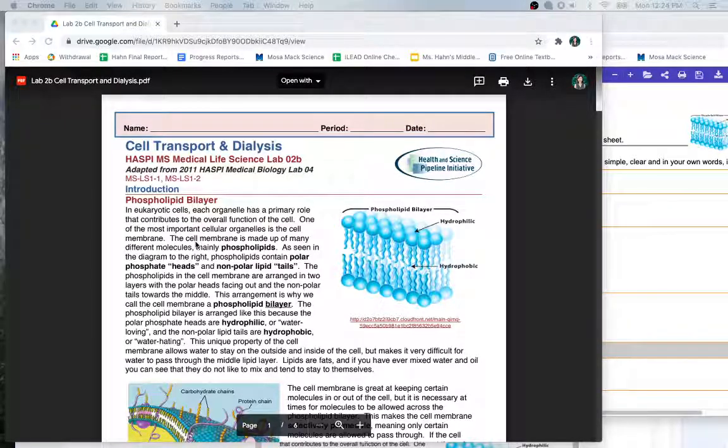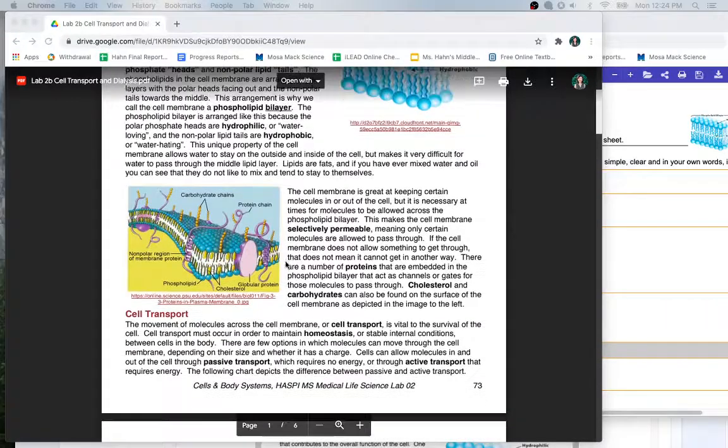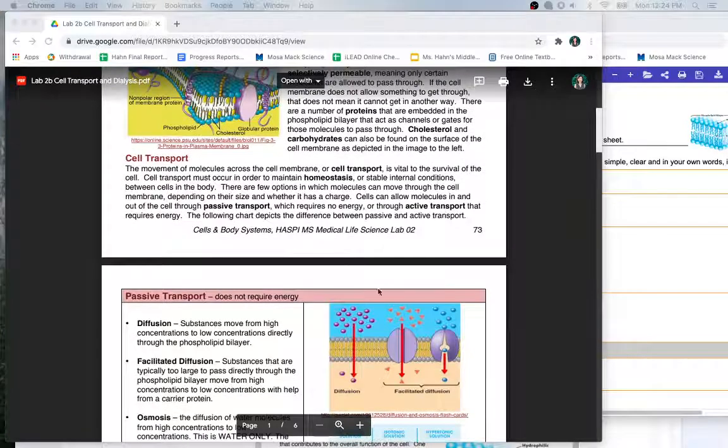So if you read the introduction, it goes over what you learned in the Amoeba Sisters video: our cell membrane is a double lipid layer, and it lets certain things in and certain things it doesn't allow in and out, and that's called selectively permeable. And this moving of things in and out is called cell transport.